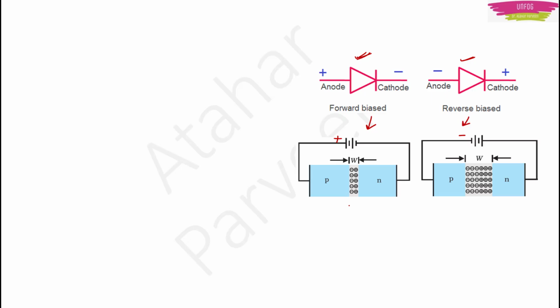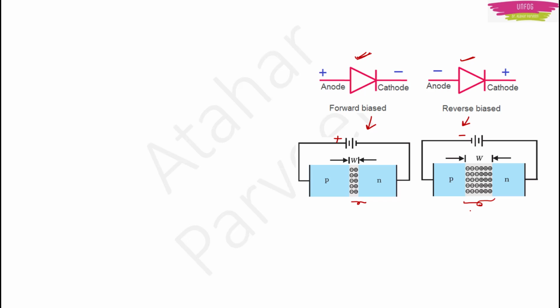Now also remember that in forward bias, the width of the depletion layer is very less. But in reverse bias, the width of the depletion layer is more. Now actually something is happening here when you connect the PN junction diode in forward bias, and something else is happening when you connect that PN junction diode in reverse bias.